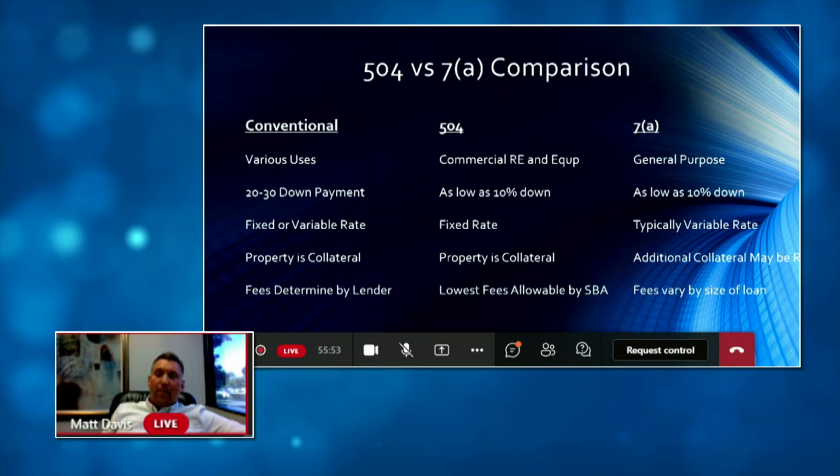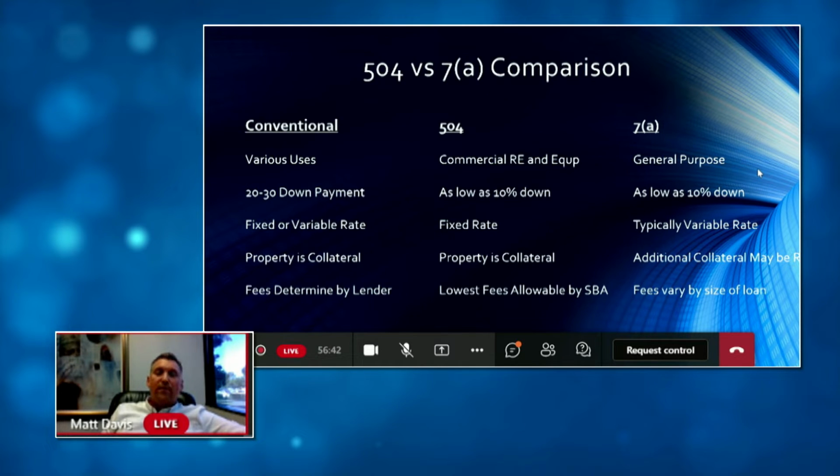And so, a basic comparison of 504, 7A, conventional. Conventional obviously has various uses. 504 is predominantly used for fixed assets. And as Ron alluded to, 7A is multi-purpose. Down payments on the 7A and 504 side are going to be as little as 10%. You start doing conventional financing, which we can't necessarily do because that's a higher tier of credit. You're looking at anywhere between, I've seen some come in at 15, but 20 to 30% down. You can get a variable or fixed rate on a conventional, typically variable on the 7A. We're fixed rate. So once it's set, it's fixed for the life of the loan.